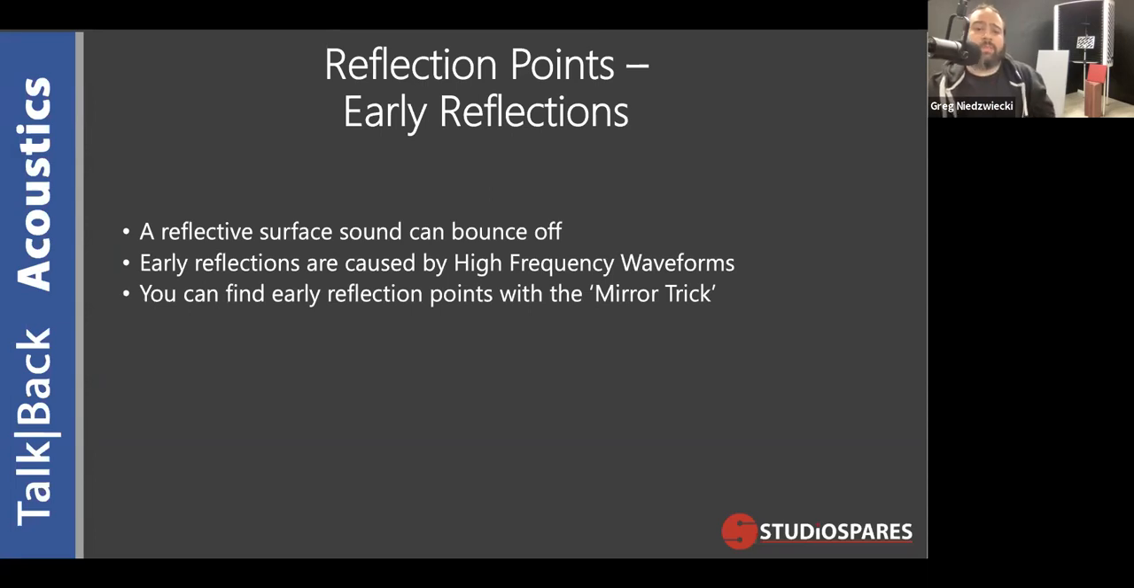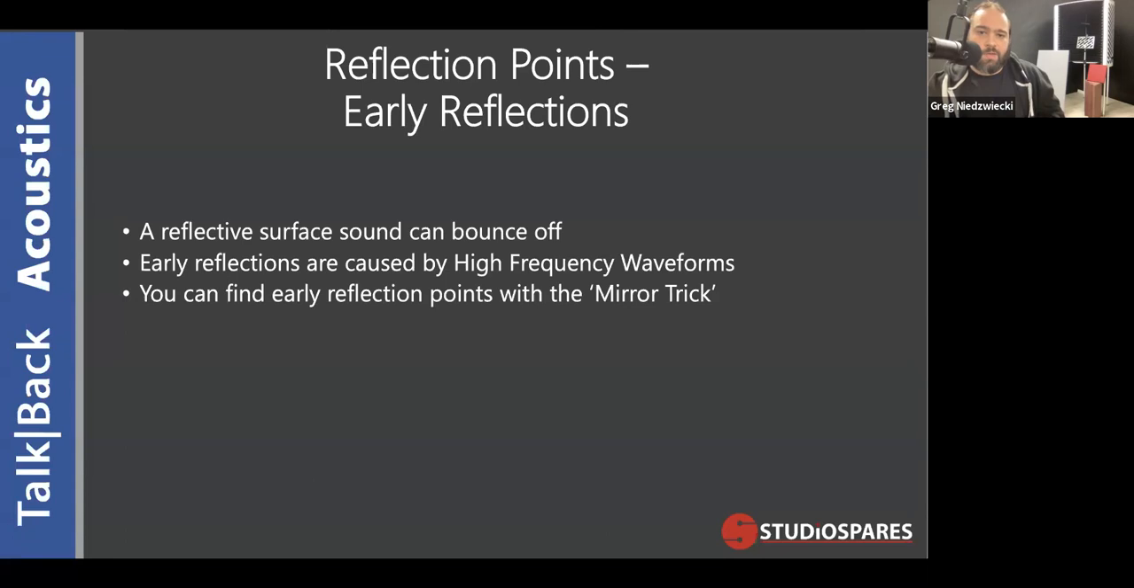And the way to treat them is you can use what's called the mirror trick. This is how you can find early reflection points and treat them rather than just dotting acoustic panels around your room, taking a wild guess. It's better to be a bit more controlled. The way you implement the mirror trick is simple. You will need an assistant, and we have a video in a moment to show you. You'll need an assistant to sit in your mix position.